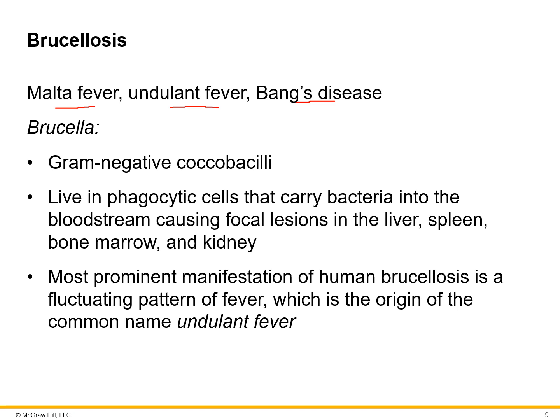Brucellosis is mainly named because of the bacteria that causes it, called Brucella, which is a gram-negative coccus. These are interesting because they can live inside phagocytic cells. This is actually how they get into the bloodstream. They hijack our immune cells. That also causes some lesions where we find these phagocytic cells, so the liver, the spleen, bone marrow, and the kidney. Again, a fluctuating pattern of fever, high fever, low fever. That's why the other name is undulant fever, because it goes up and down.